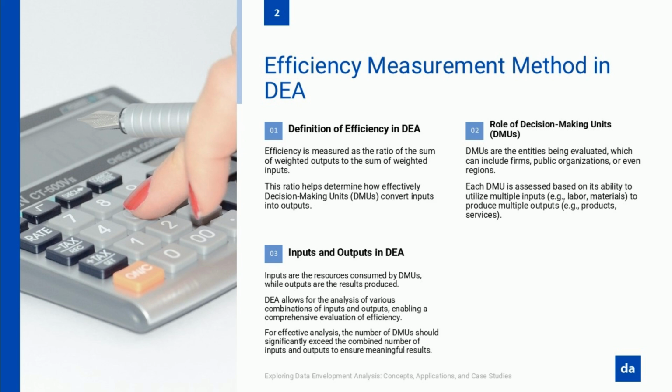But here's the kicker. DEA doesn't just work for bakeries. It works in any industry, anywhere in the world. In healthcare, it reveals which hospitals are saving lives with the least resources. In education, it shows which schools are producing top students without breaking their budgets. In manufacturing, it highlights which factories are delivering top quality products without wasting energy or materials.